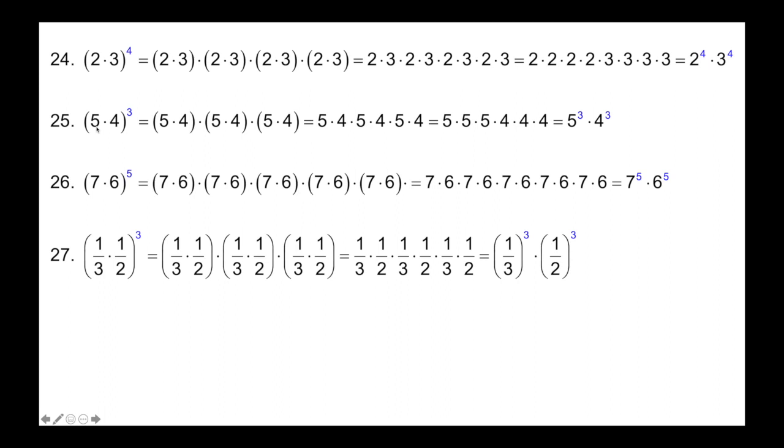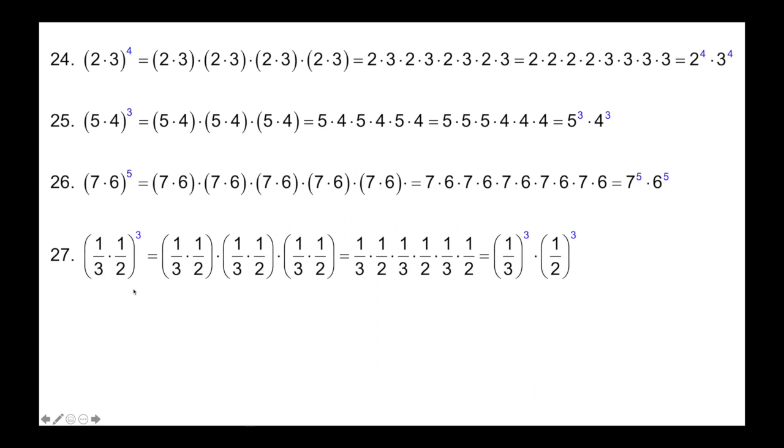Same thing here. I'll do 5 to the 3rd times 4 to the 3rd, and if I expanded that out, that would be my answer. 7 to the 5th and 6 to the 5th for this one. And then over here, 1/3. If I raise that to the 3rd, I've got to realize it's 1 to the 3rd, which is still 1. Then I would do 3 to the 3rd as well. Or we can write that in parentheses as 1/3 to the 3rd.